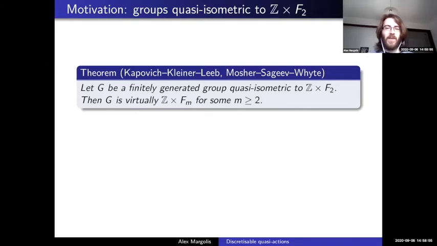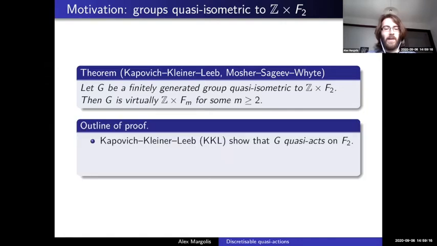This is perhaps most strikingly illustrated with the Burger-Mozes groups. These are groups which are uniform lattices in the product of 2 trees. In particular, they're quasi-isometric to the product of 2 free groups, but they're simple. So they have no normal subgroups. They don't split as direct products or anything like that.